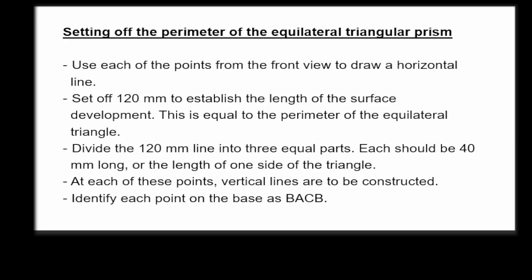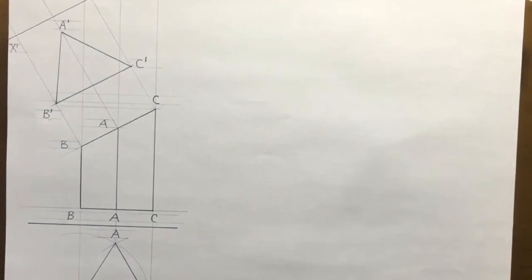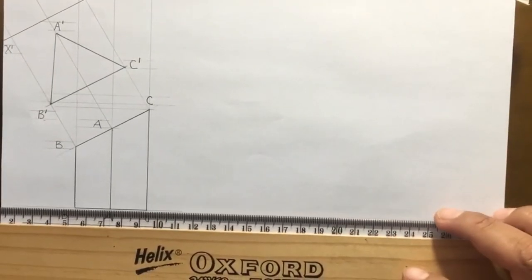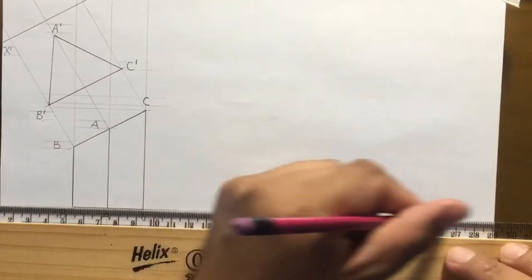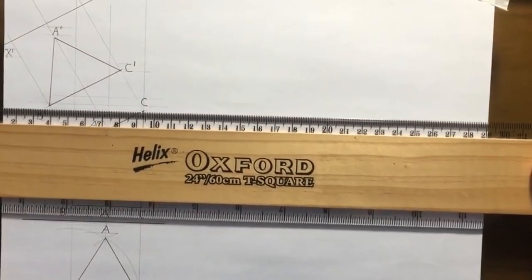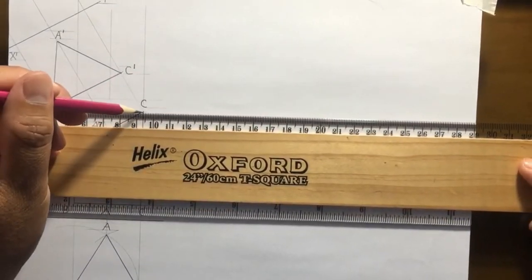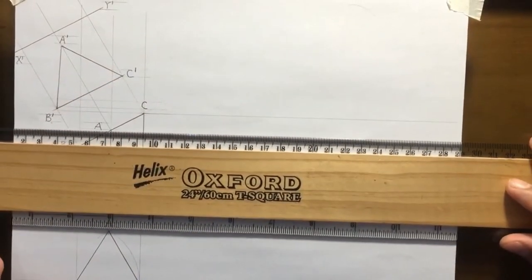Each should be 40 millimeters long, or the length of one side of the triangle. At each of these points, vertical lines are to be constructed. Identify each point on the base as B, A, C, B. Now I project the perimeter. And the points.